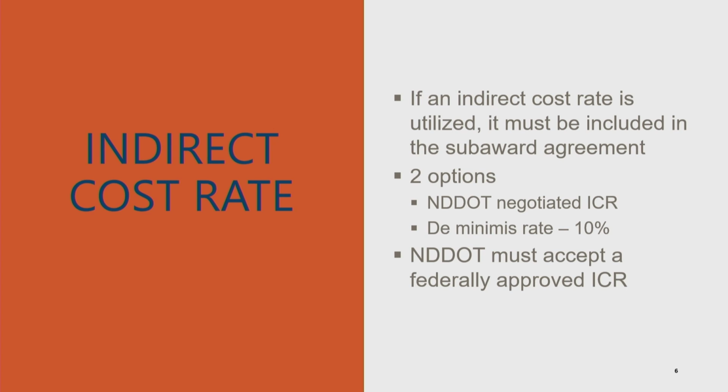The other option would be to use the de minimis rate, which is currently 10%. However, it is in negotiation right now to increase it to 15%, but as of now, it has yet to pass. Again, it's important to note that if the subrecipient has a federally approved indirect cost rate, this rate must be accepted by not only the North Dakota Department of Transportation, but all pass-through entities. So if the rate is approved by the federal government, no one can negotiate that rate otherwise.